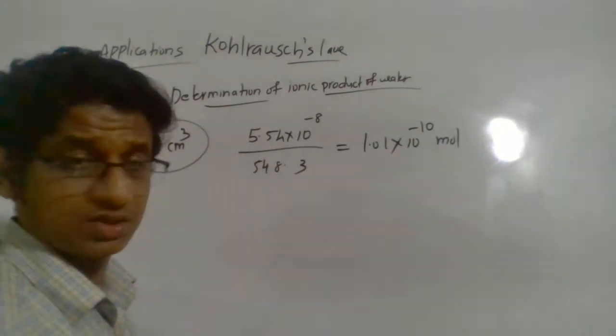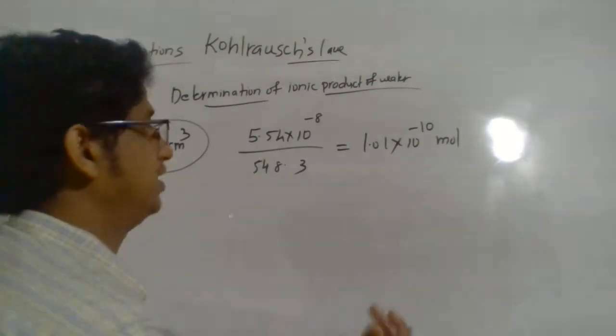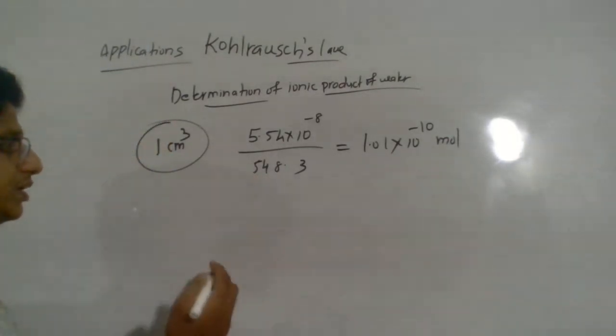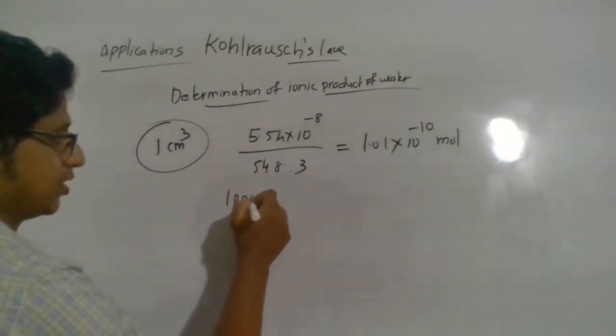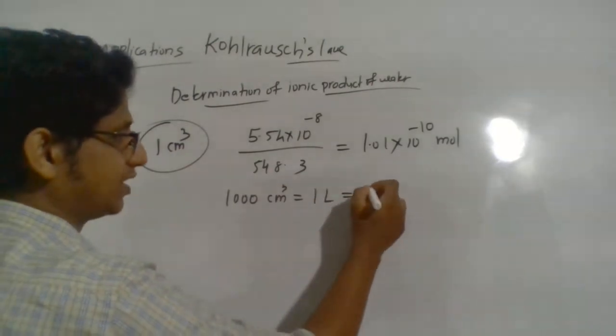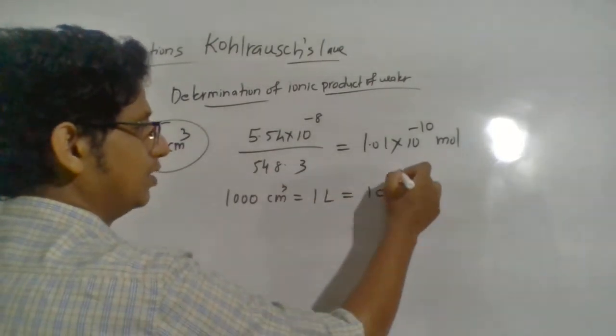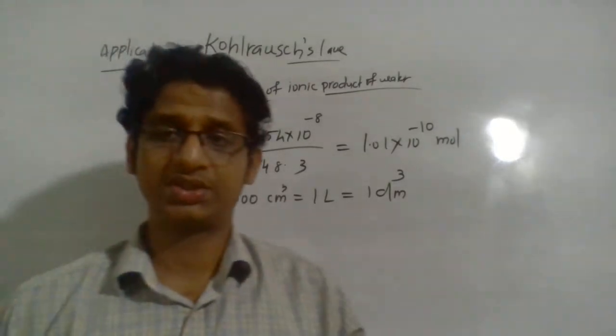Generally we do not express in centimeter cube, we express in liter. So how can you convert this into liter? Multiply by 1000, because 1000 centimeter cube is equal to 1 liter, which is equivalent to 1 decimeter cube. 1 decimeter cube is equal to 1 liter, which is equivalent to 1000 centimeter cube.